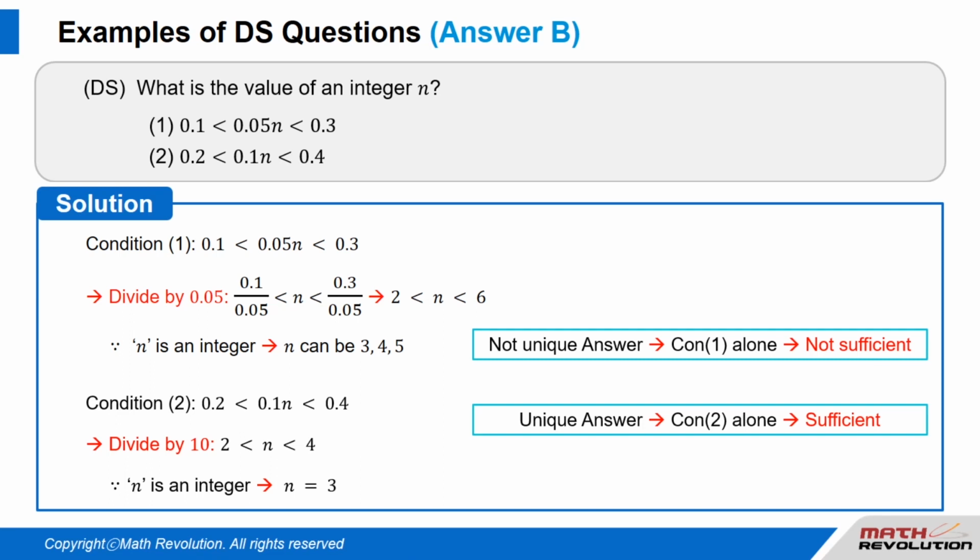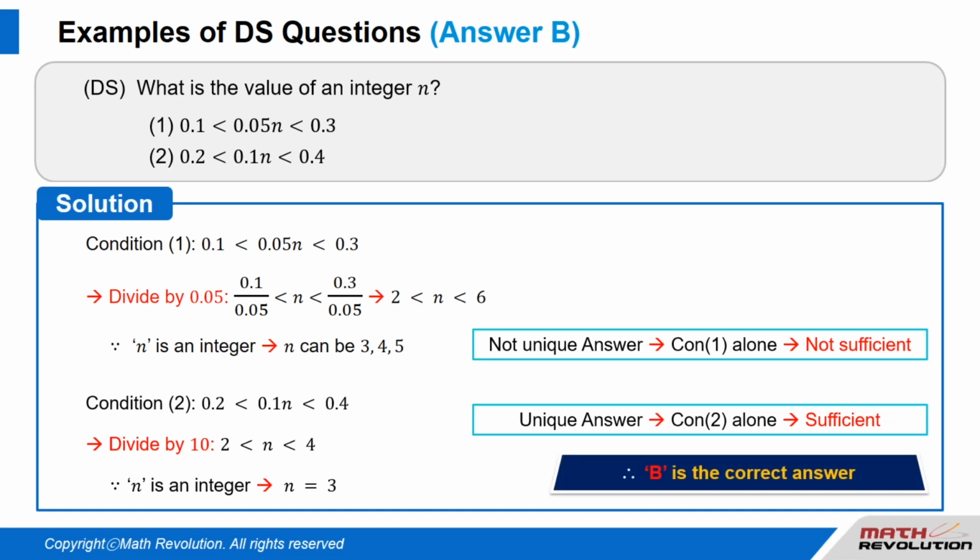This is a great question that has B as the answer because it is unique. So B is the correct answer. Answer B.